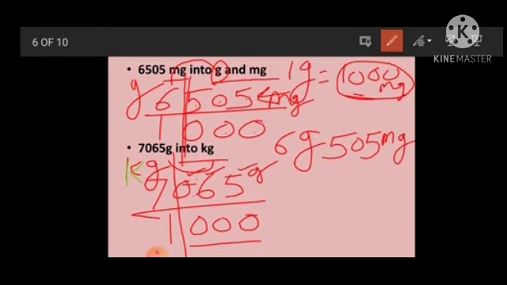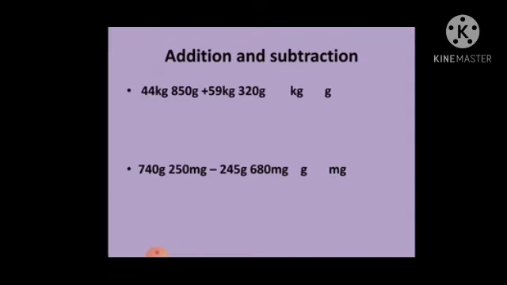This is kilogram and this is gram. So 7 kilogram 65 gram. Okay students, understood how to solve these examples? Now, how to do addition and subtraction of these units.